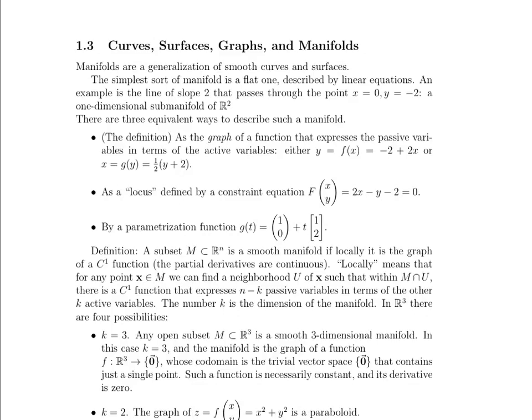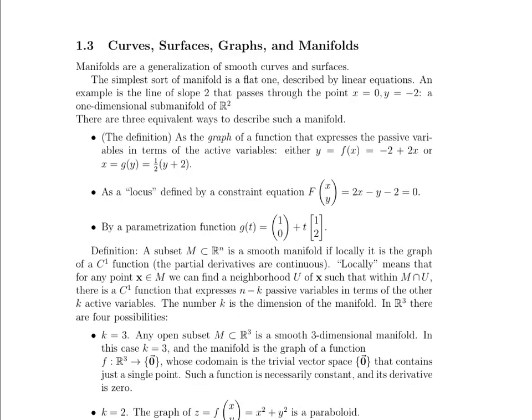A manifold is a generalization of smooth curves and surfaces. Basically, they're a family of particularly well-behaved smooth functions that allow us to apply all these different theorems to them. So let's talk about the most basic type. The simplest sort of manifold is a flat one. It's just described by linear equations. An example is a line that has a particular slope. In this case, we're given slope 2 that passes through (0, -2). That's a one-dimensional submanifold of R2.